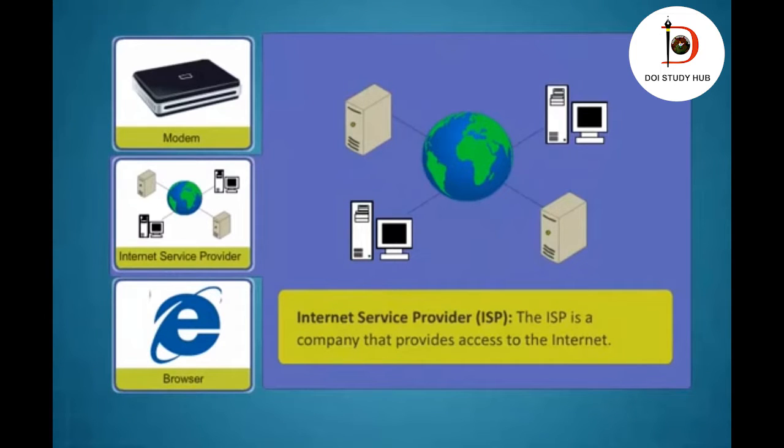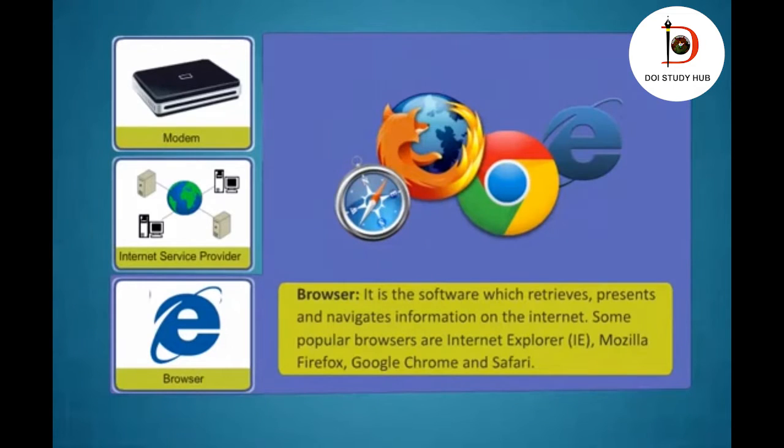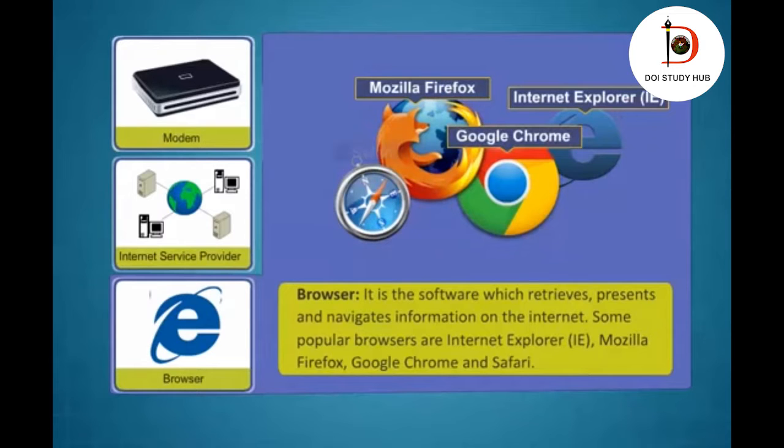To access the internet, there are three basic elements you need in your computer: modem, Internet Service Provider, and browser. Modem is the device that allows computers to transmit and receive data. This is the device which connects a computer to the internet.